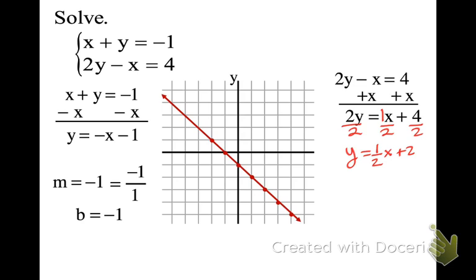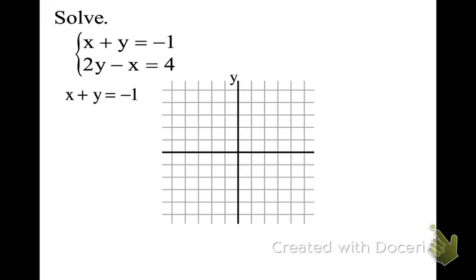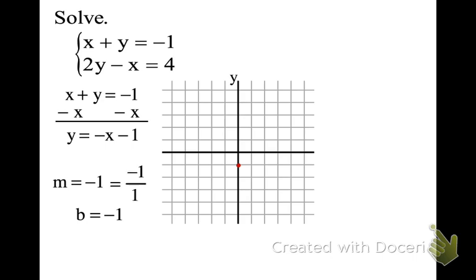So, Danielle, the first thing we're going to do is separate our equations. We're going to solve for y. Subtract x on both sides. M is equal to negative 1. B is negative 1. So I'm starting at B on the negative 1 on the y-axis, and from there I'm going to go rise negative 1, run positive 1. Rise negative 1, run positive 1. I could also take that negative in the denominator, right?